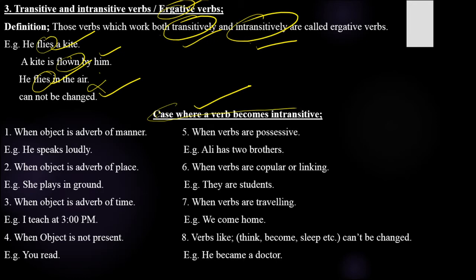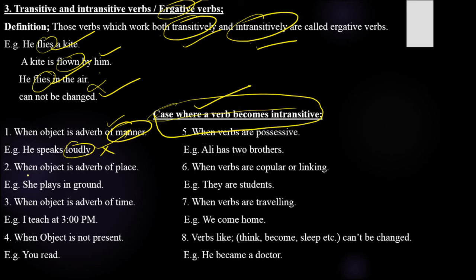When you find these 8 cases, you will not be able to change your sentence into passive voice. See, the first one we will discuss. When the object is an adverb of manner, like I say he speaks English, English is spoken by him, can be changed. But if I say he speaks loudly, loudly is the manner of an action, so here this cannot be changed into passive voice.